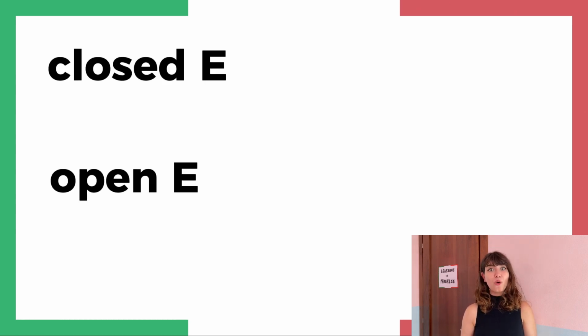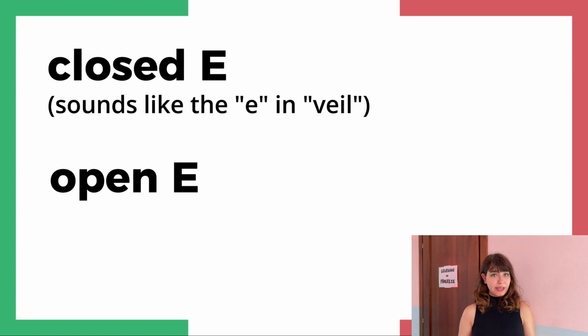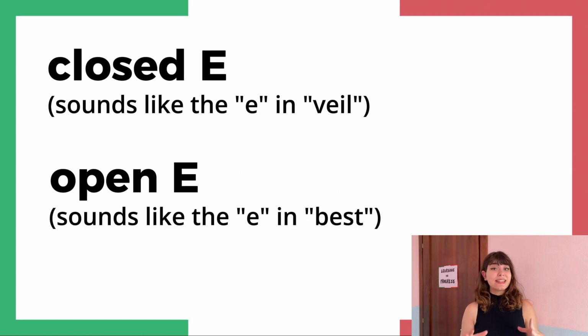E is our second vowel, but we need to say a couple of things about E. In Italian, we have 2 ways to pronounce E: the closed E and the open E. The closed E sounds like the E in veil. Veil. E. E. The open E sounds like the E in best. Best. E. E. E.